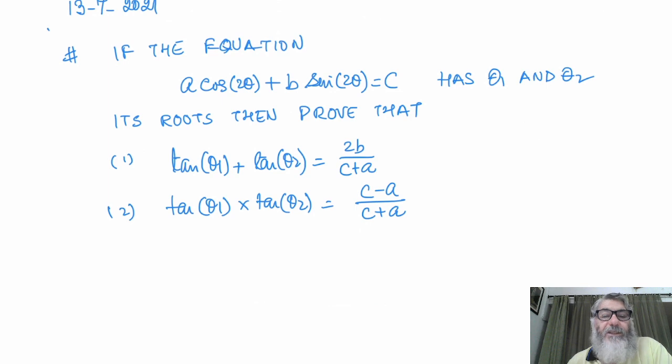It says if the equation a cos 2 theta plus b sin 2 theta is equal to c has theta 1 and theta 2 as its roots, then prove that tan theta 1 plus tan theta 2 is equal to 2b upon c plus a, and tan theta 1 into tan theta 2 is equal to c minus a upon c plus a. You can get a little idea from this that the first one is the addition of roots.